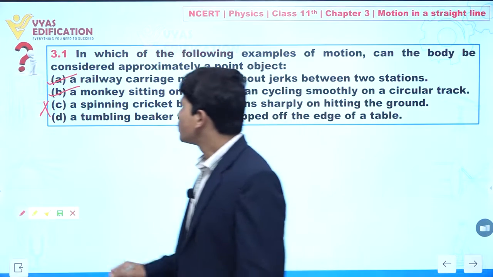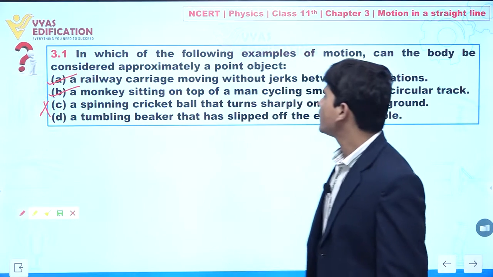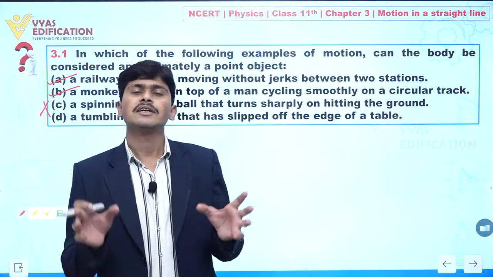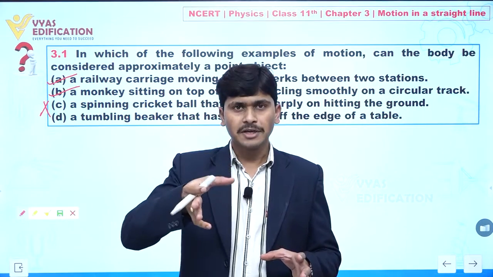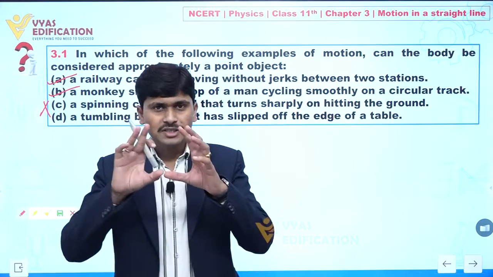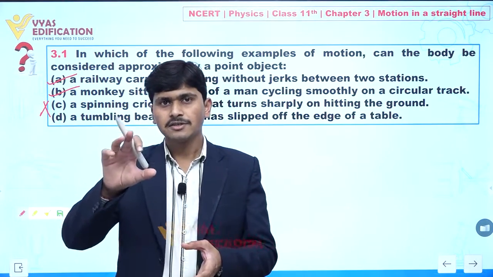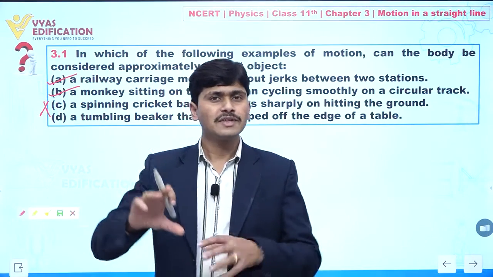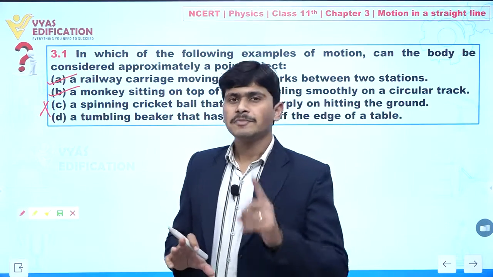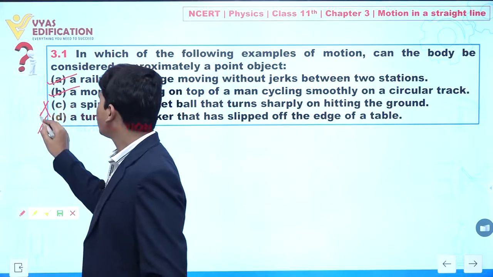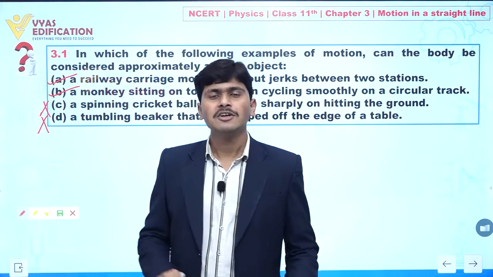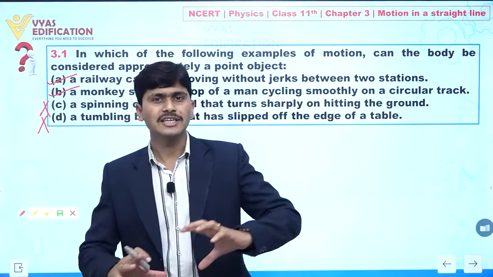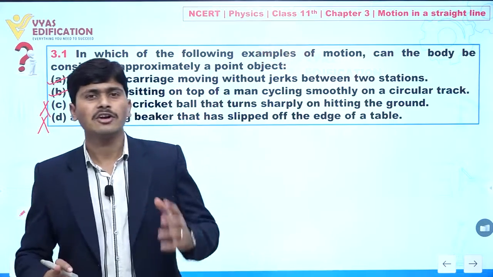Clear? Now in situation number 4, it is given a tumbling beaker that has slipped off the edge of a table. So let's suppose we have a table, and from the edge of the table a beaker is tumbling. Clear? So we can say the size of the beaker and the distance, or we can say the height through which the beaker falls to the ground, is comparable with the size of the beaker. Yes, it means in this situation also we cannot treat the beaker as a point object. Clear? So in the first two situations we can treat the object as a point object, and in the last two situations it cannot be. Yes or no? So this is all about this question.